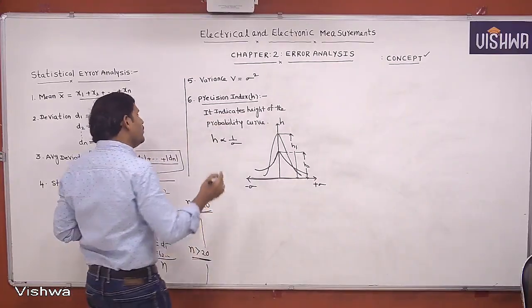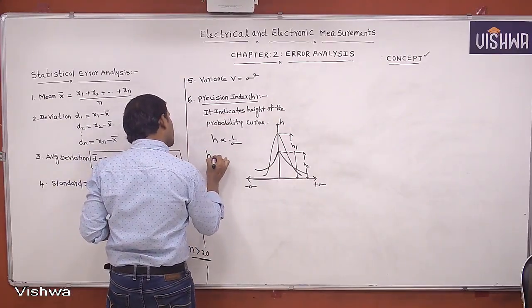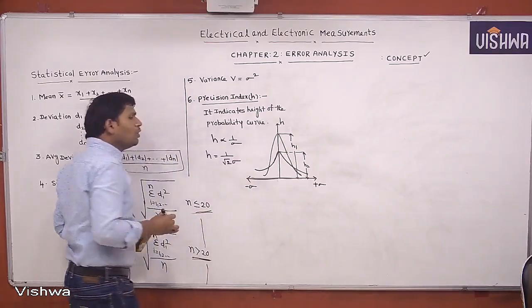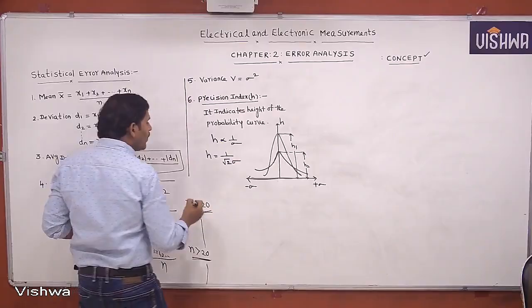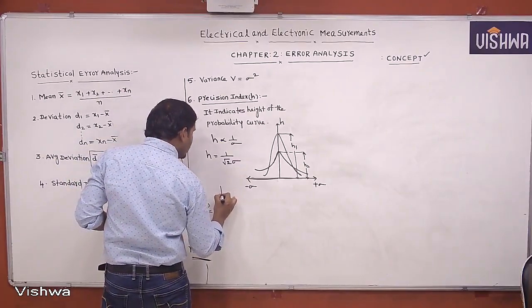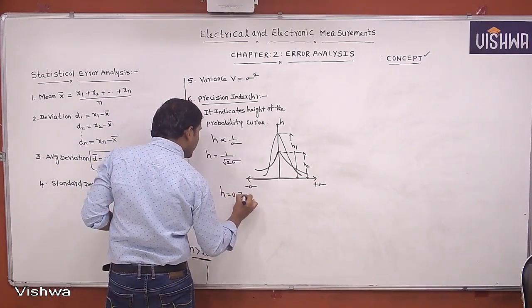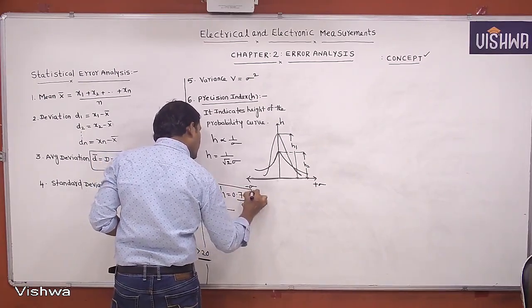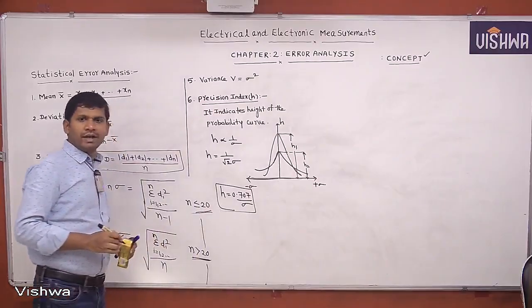Okay. Then if you remove the proportionality, there is a proof also there. I am not giving it here, that you will see in your mathematics subject. 1 by H equal to root 2 into sigma. Then from this, what you can write? The precision index H equal to 0.707 by sigma. This is the relation between standard deviation and precision index.